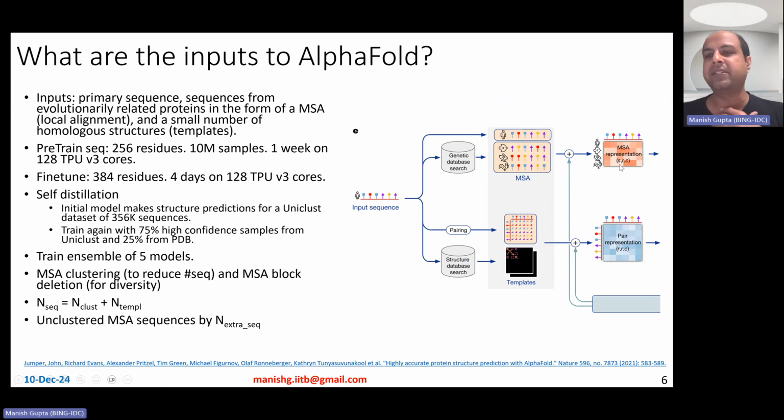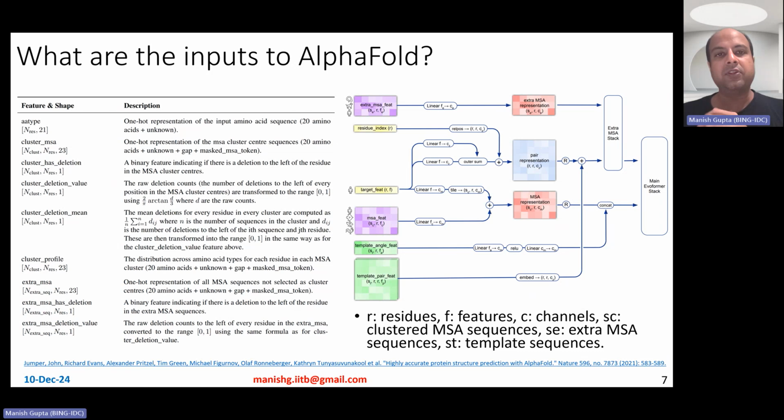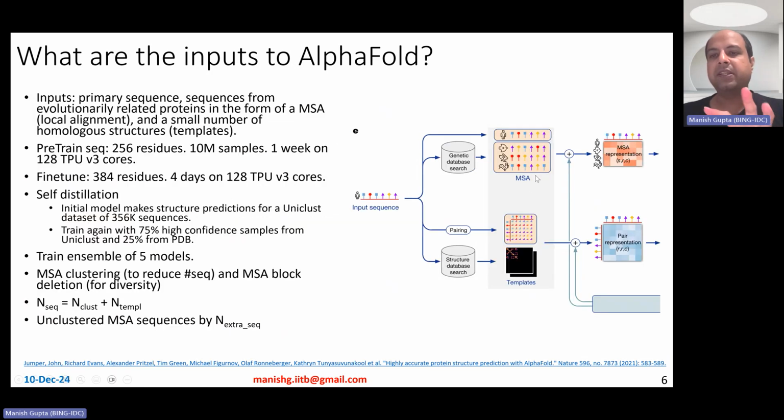But yeah, if you look at the MSA representation, they have the cluster ones plus the extra sequences both. Of course, the templates form a part of these paired representations. Now, specifically, if you really observe, the MSA matrix is basically a number of sequences. The dimensions are number of sequences multiplied by number of residues multiplied by the depth, which is the number of channels. Right? So what is the number of channels?